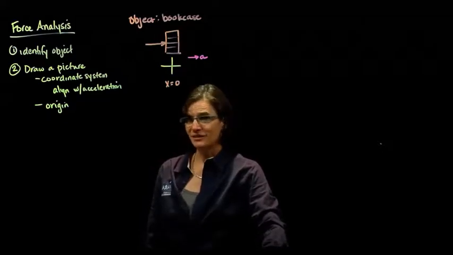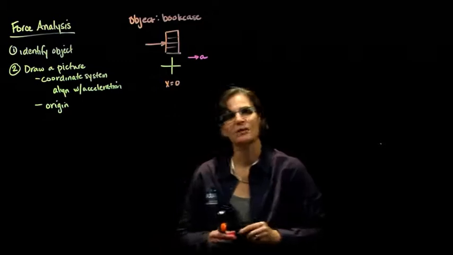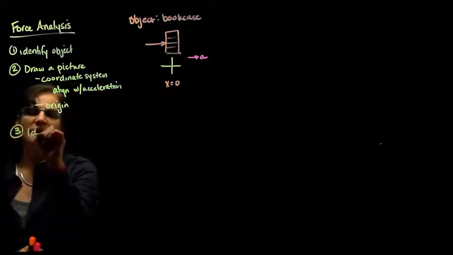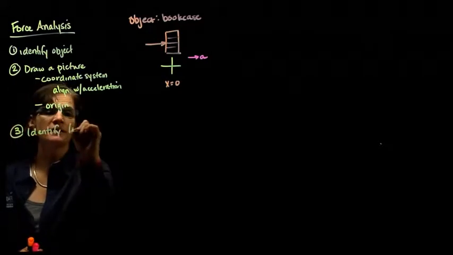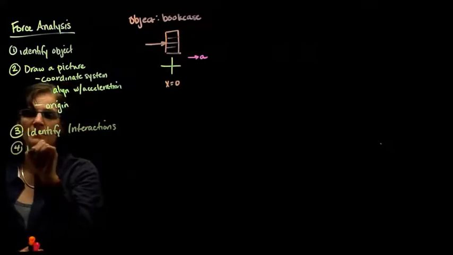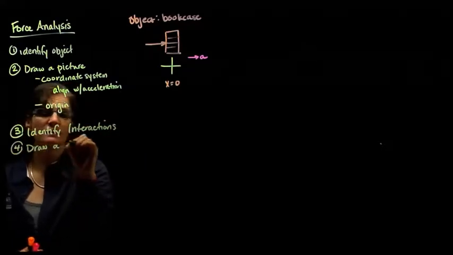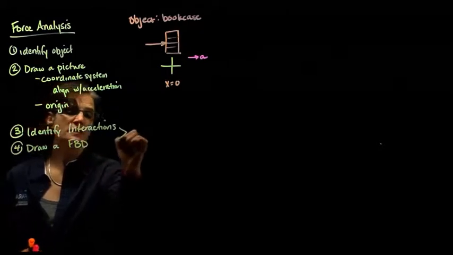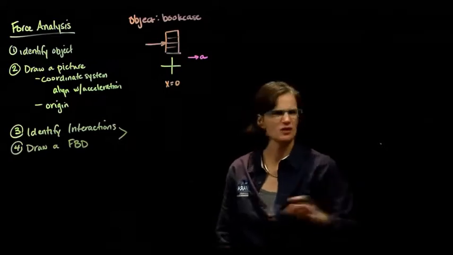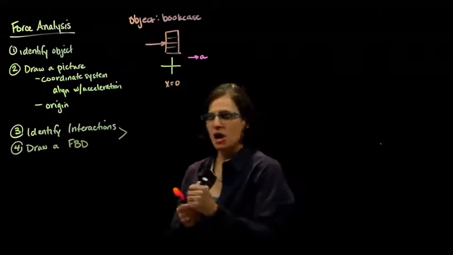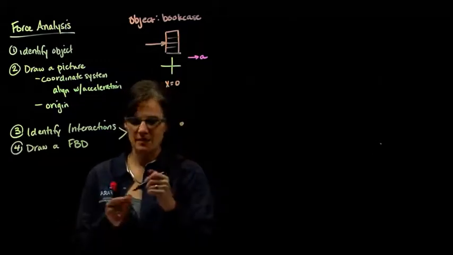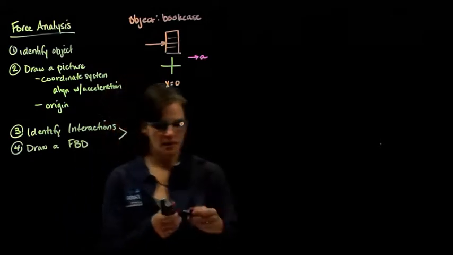Okay, so I've identified the object, I've drawn my picture, it's time to identify the interactions. And I'm going to put this as a separate step from the free body diagram. But as we've been practicing, you can do these 2 steps concurrently. So if it helps to draw the free body diagram as you're identifying forces, perfect, do that. All right, so for my interactions, it's the object that I'm interested in. And so what is the object interacting with?